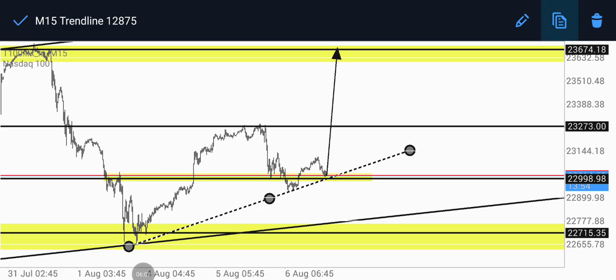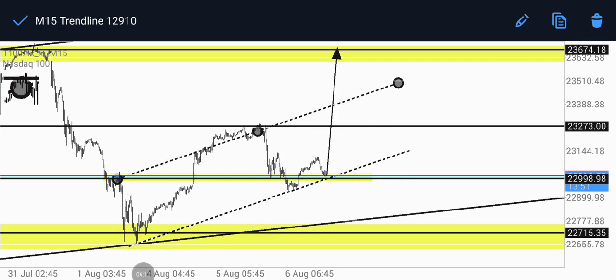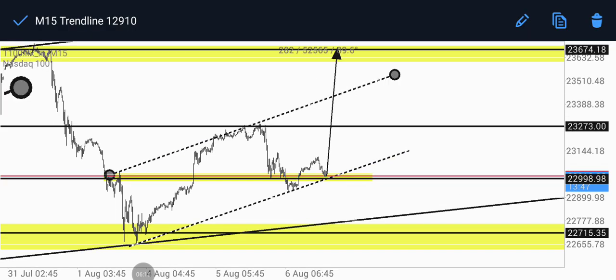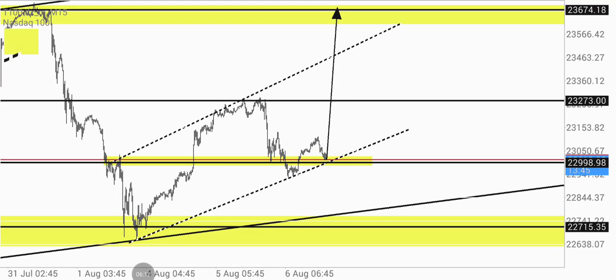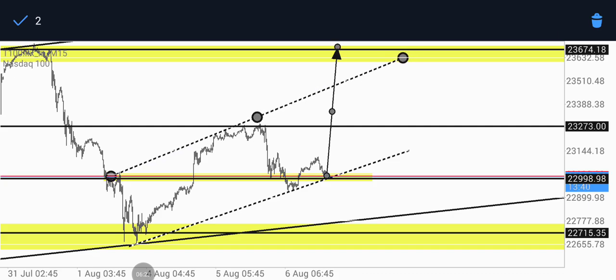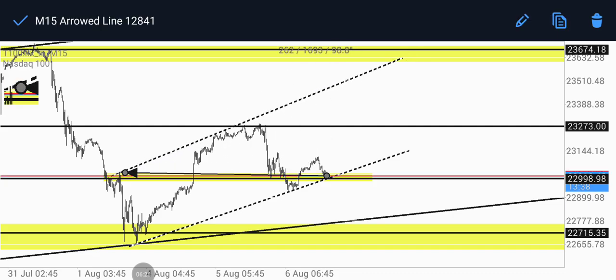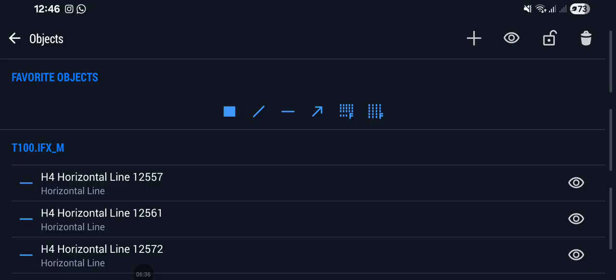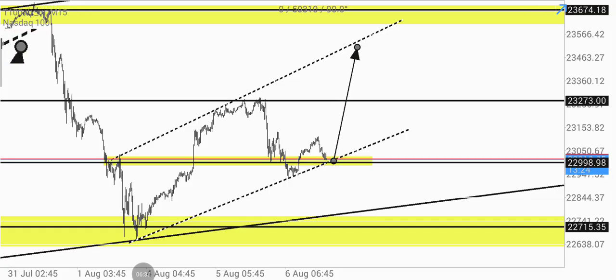And if I copy this and take it to the other side, what do you see? We're going to be having our first touch here. This is going to be our first touch, this is going to be our second touch, and we're going to be looking for a third touch. Sometimes trend lines can be very subjective, so the market can break this to find the zone.